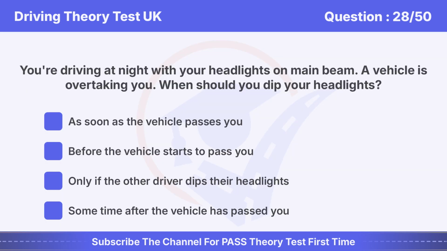Question 28. You're driving at night with your headlights on main beam. A vehicle is overtaking you. When should you dip your headlights?